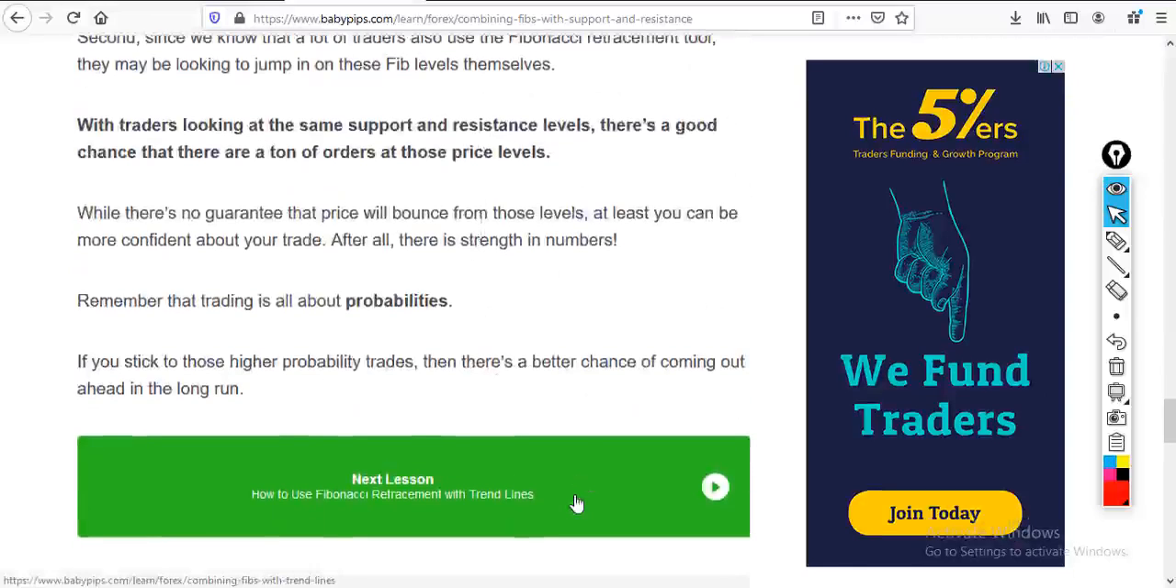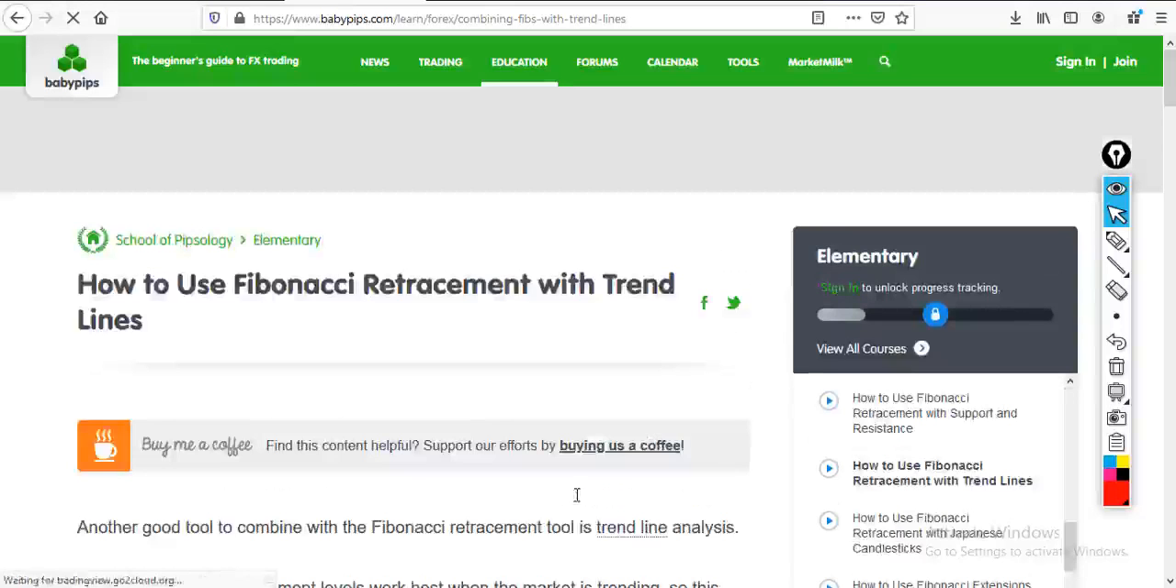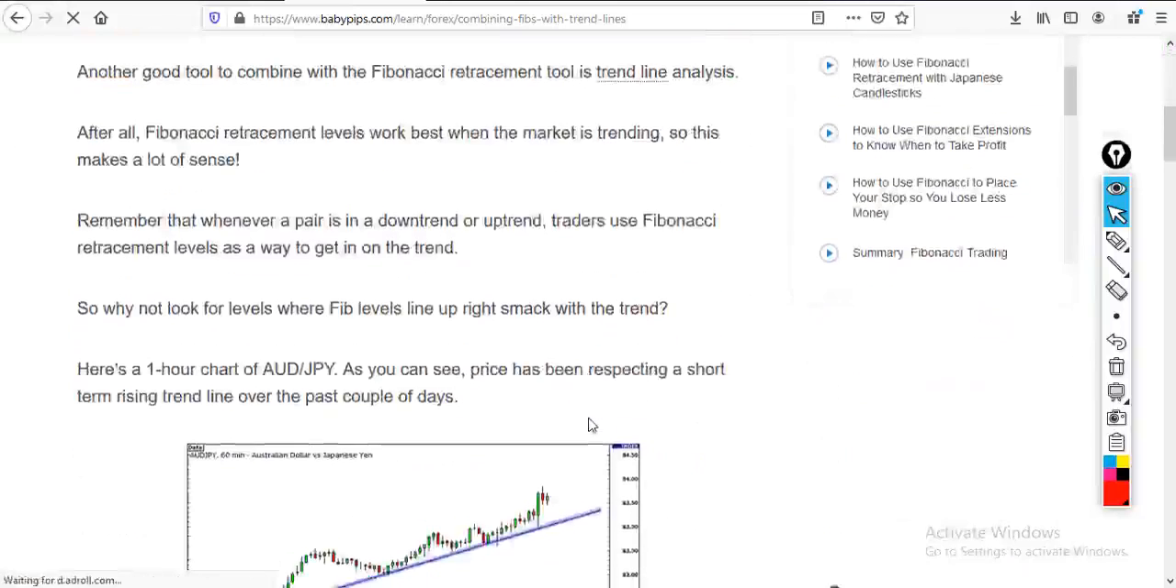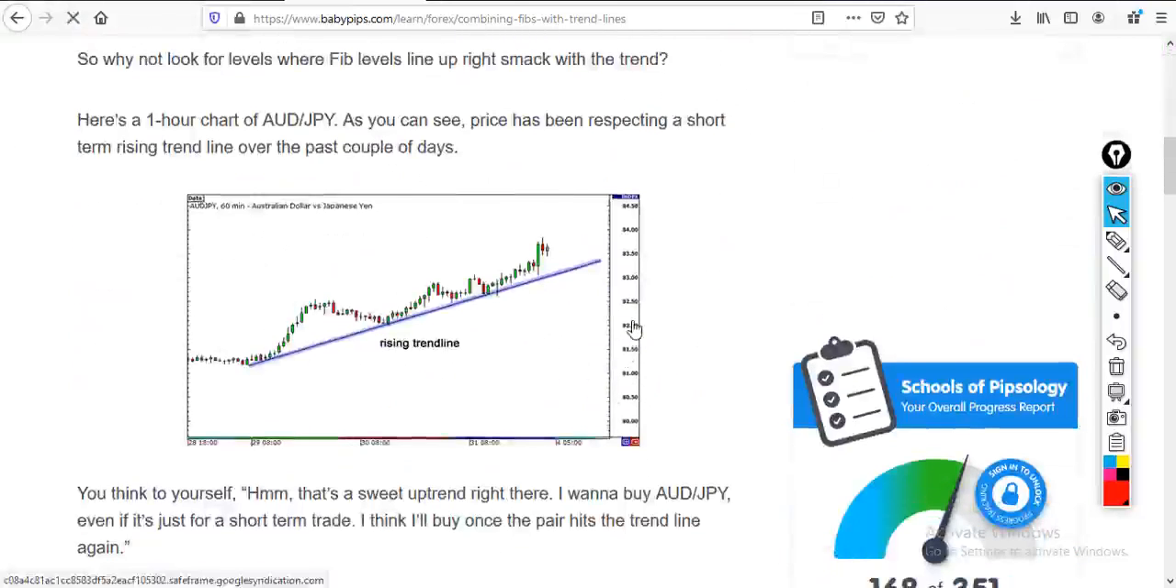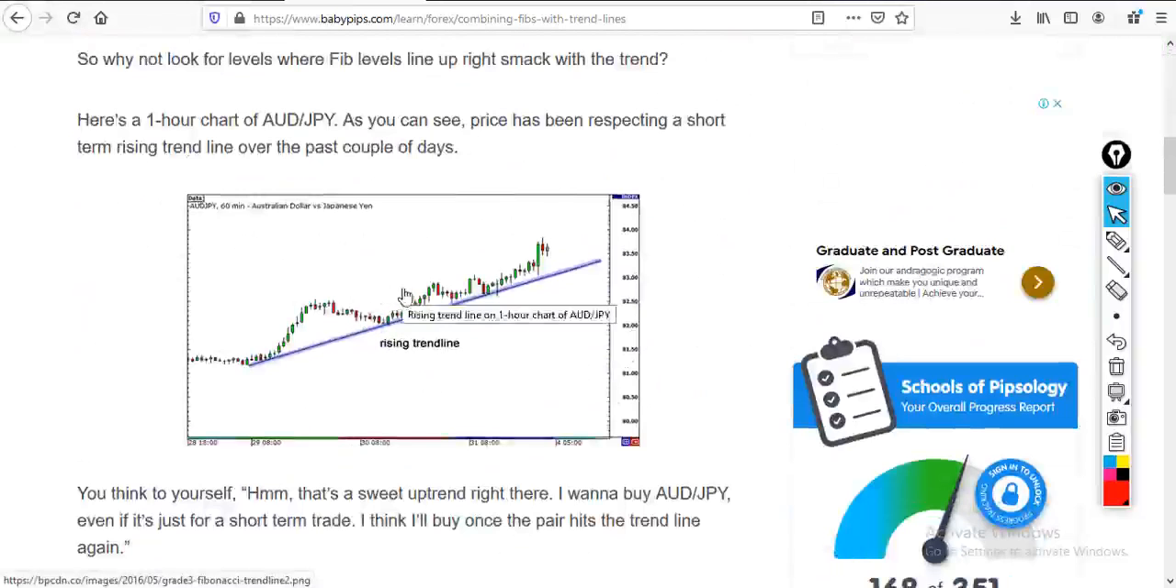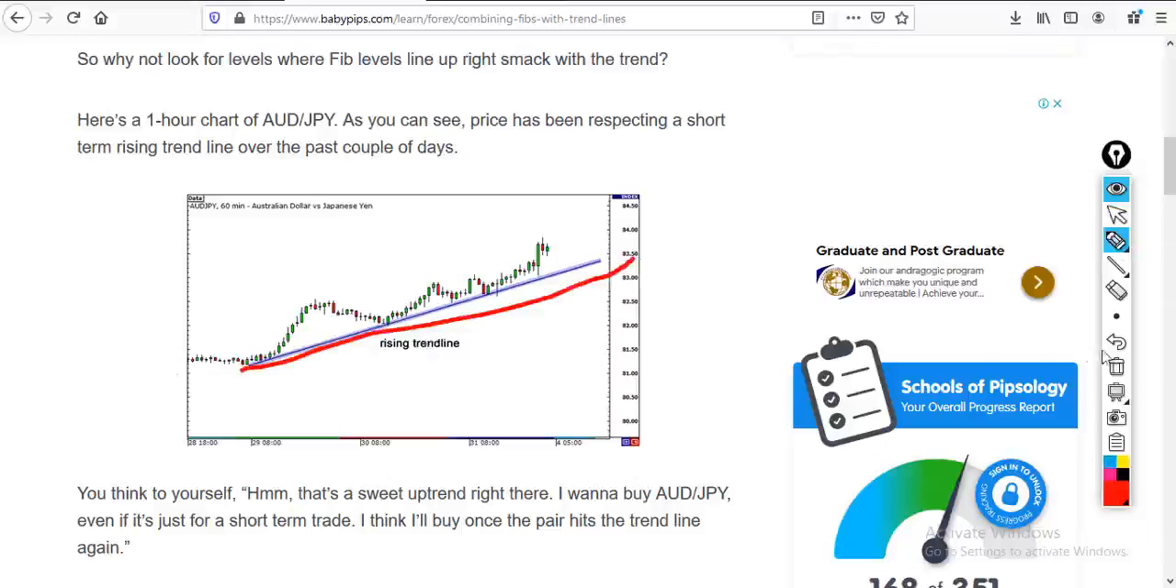Now let's also learn how to use Fibonacci retracement levels with trend lines. How do we combine trend lines with our Fibonacci retracement levels? Look at this chart. This is AUDJPY. We have a trend. We know how to draw a trend line already, so we have a trend line and we can see the market is bouncing off the trend line.